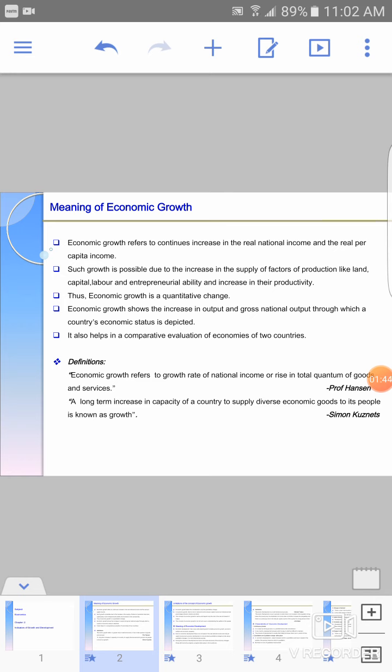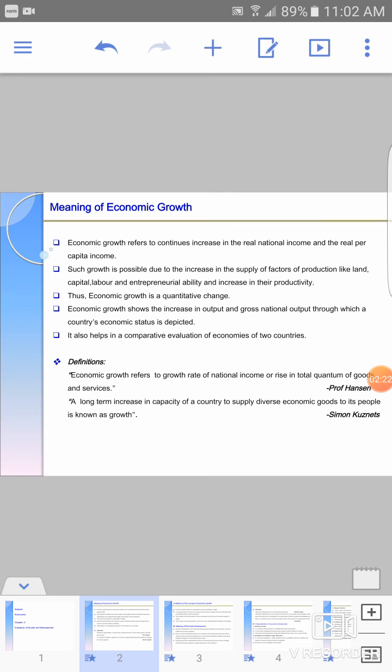Thus economic growth is a quantitative change. As I told you that it is quantitative approach. Okay, economic growth shows the increase in output and gross national output through which a country's economic status is depicted. Okay, it also helps in a comparative evaluation of economies of two countries. When we want to evaluate the economies of two countries, at that time we can take economic growth as a measure for comparison.